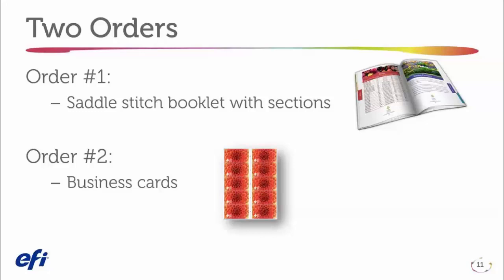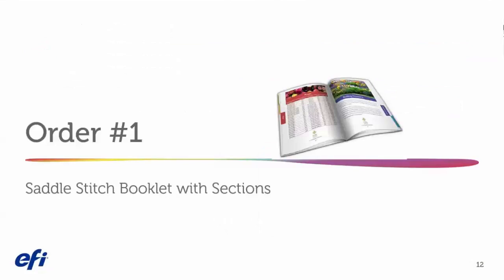The first order is a standard stitch booklet with sections and lots of requirements for correction and assembly. The second is about business cards, a simpler challenge, but a great example to show the value of all Make Ready tools in a more simplified workflow. Now Chris Ripka is going to sort through the challenges of order number 1. Chris, take it away. Thank you, Veronica.